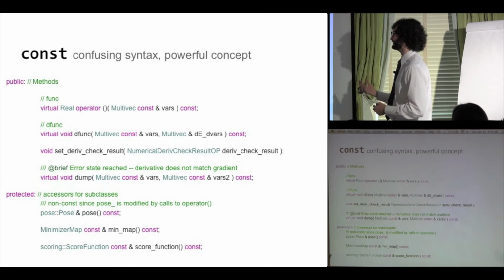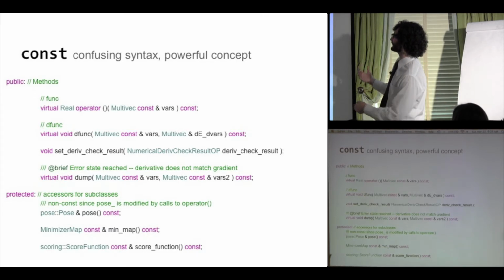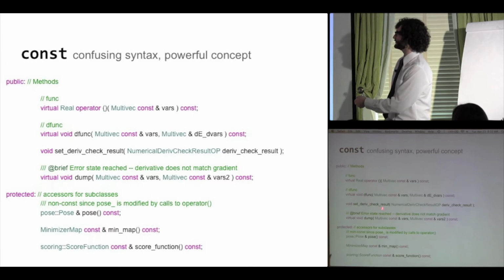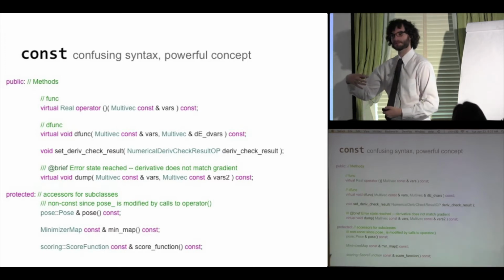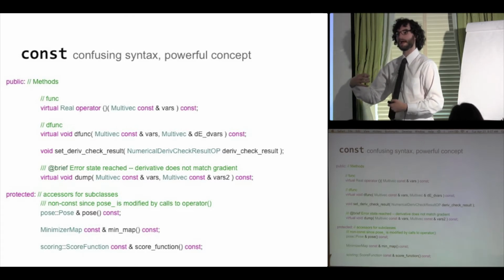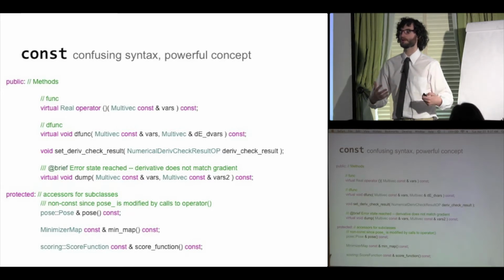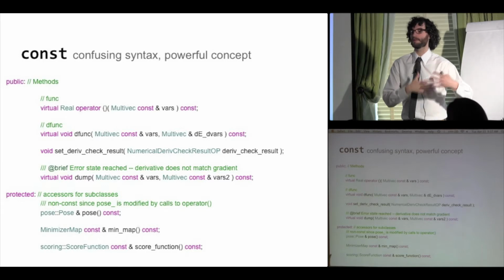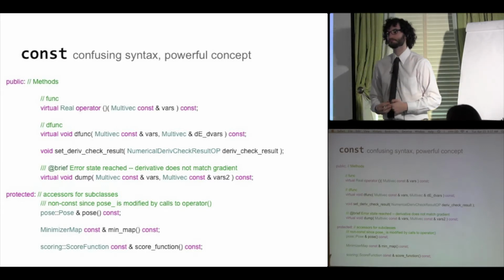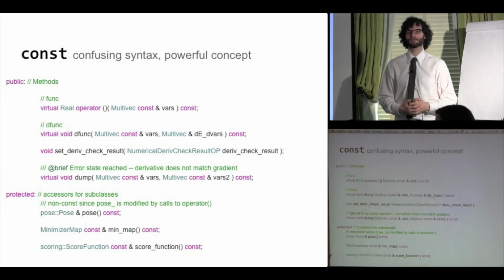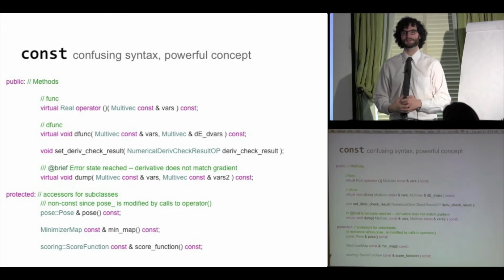As opposed to something like set deriv check result. Well, this is going to be storing something in the class. I'm setting it, right? This is obviously something that cannot be marked const. So it's a very early decision that's being made. I think when you're thinking about writing a class, you should think about designing an interface and then implementing it. Does that answer the question? Great. Any more questions about const? We can talk about it afterwards too, because it's really a big concept.